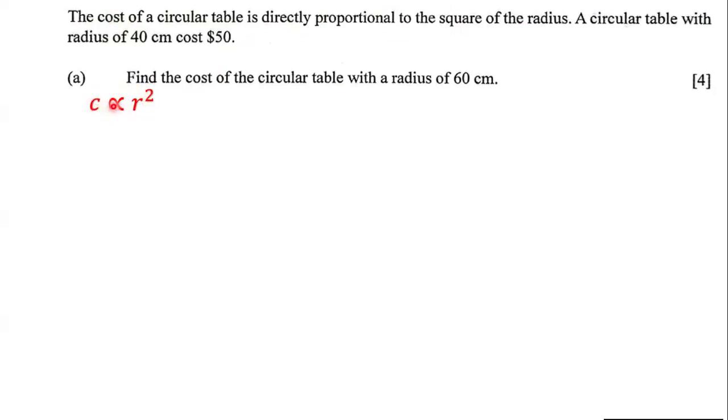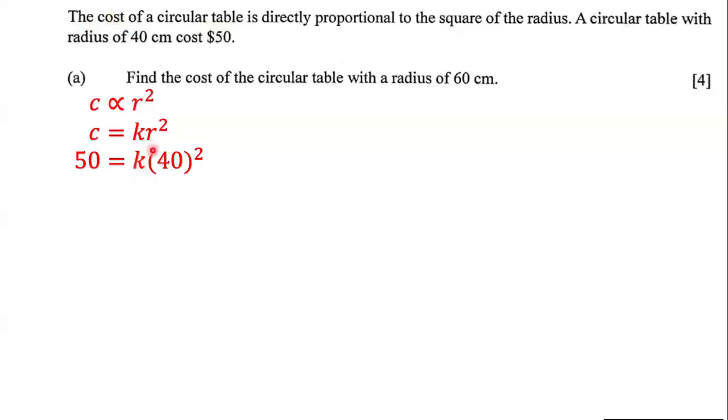If C is directly proportional to R squared, what does this mean? Well, this means that C is equal to K multiplied by R squared. And so this particular statement, if we say that C is directly proportional to R squared, it means that C is equal to K times R squared. Now, what is C? Well, C in this case is the cost, and that's $50. And what is R? Well, R is 40 centimeters, right? That's the radius. And so we substitute those values in an effort to find what K is.